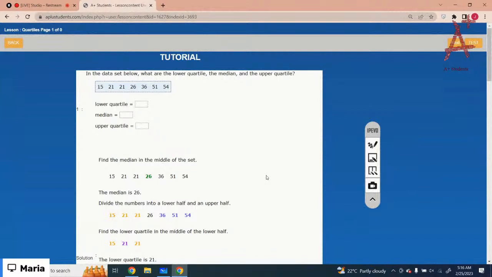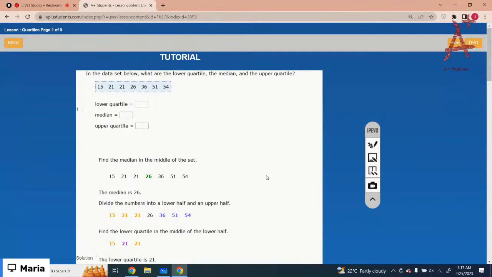Let's see how many numbers there are in the given data. 1, 2, 3, 4, 5, 6, 7. There are a total of 7 numbers in the given data. The middle one is 26. Exact middle one, right? On the right hand side, you have 3 numbers. On the left hand side, you have 3 numbers. That means 26 is the median. The middle number of the data is the median. And the number right before the median is the lower quartile, and after the median is the upper quartile. Got it?